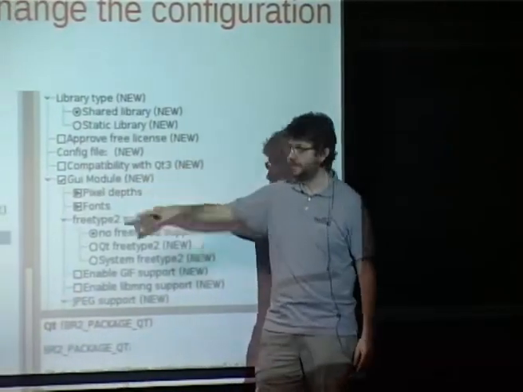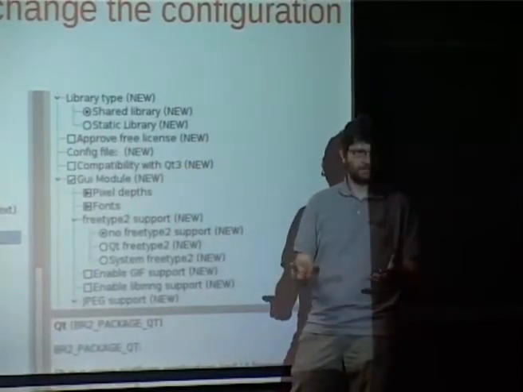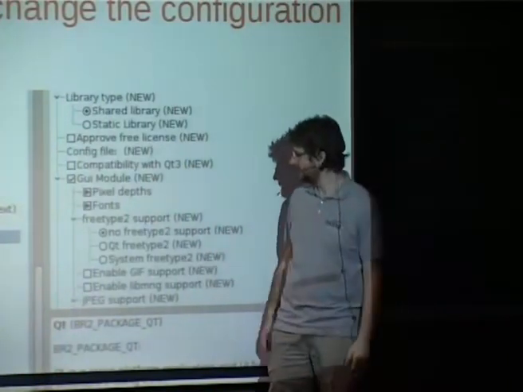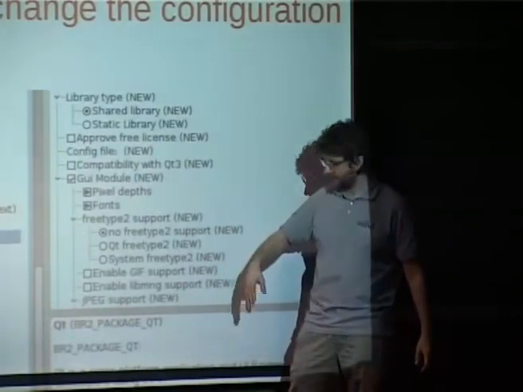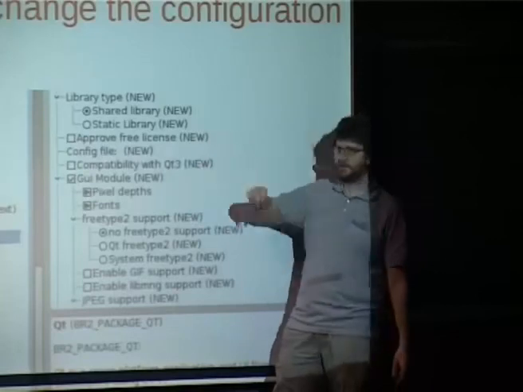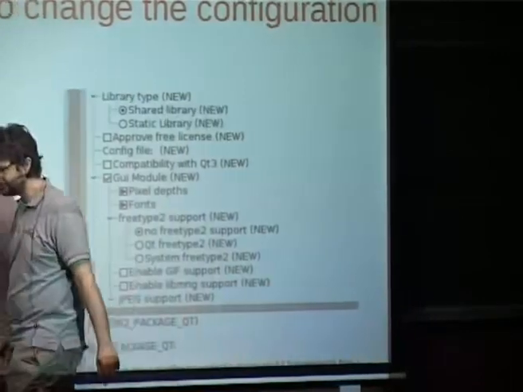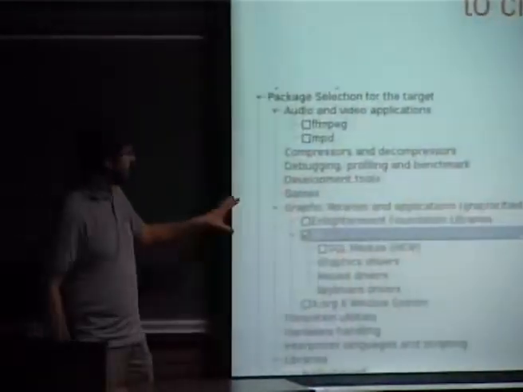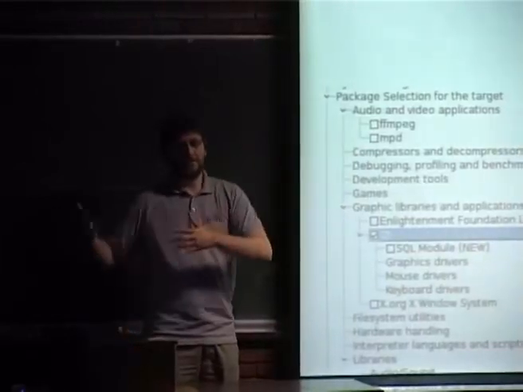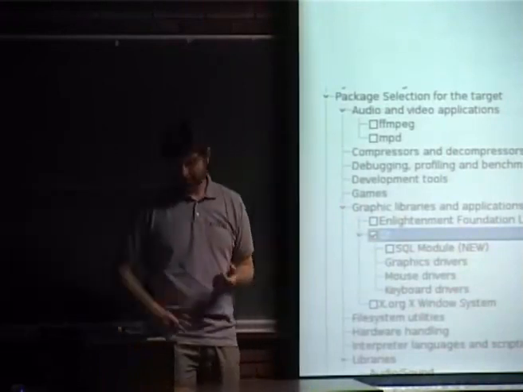For instance, you can select which pixel depths you want to support. If you have just a 16-bit screen, then you don't need to support all the other pixel depths, which reduces the size a bit. And then for all the Qt modules, you can select them or deselect them. Also, the compatibility with Qt3, which is interesting to remove because that takes away some code. So these are basically build time options, where if you would use a distro, you would have to rebuild from source to be able to access these options.